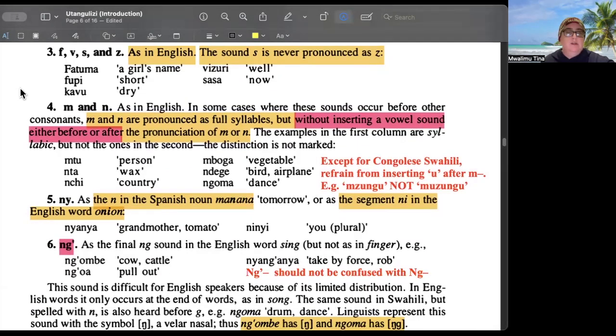Next, we have the consonants F, V, S, and Z, as in English. Take note that the sound S is never pronounced as Z. We have S sound and Z sound. For example, let's start with the name Fatuma. Fupi. Kavu. Vizuri. Sasa.